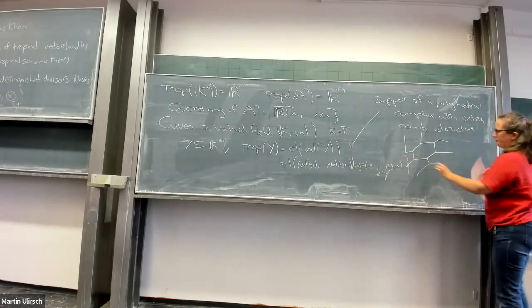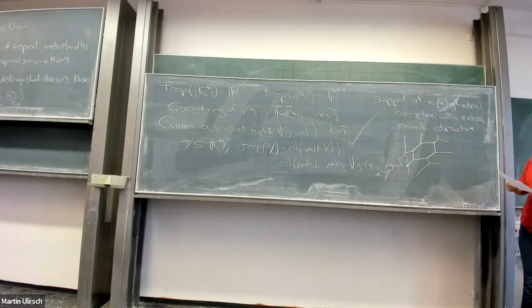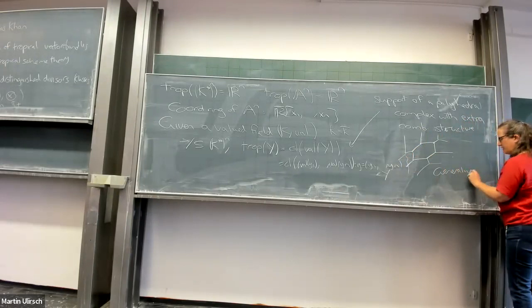We get something like this. So, union of polyhedra. Okay, and then this generalizes to Y in a toric variety.